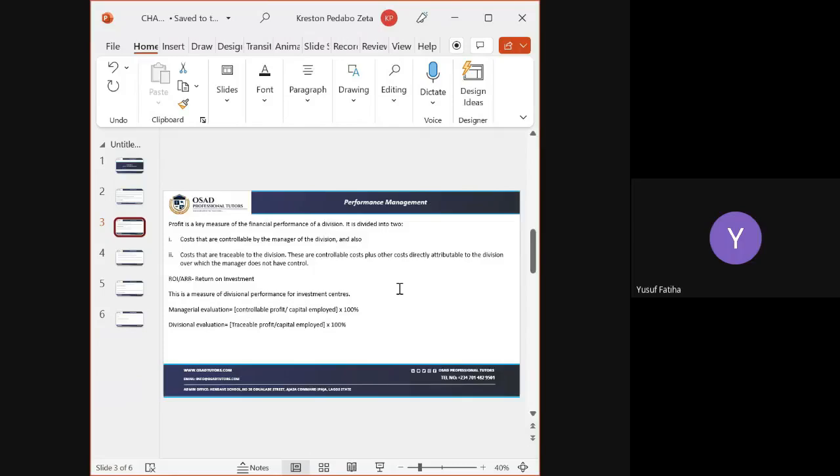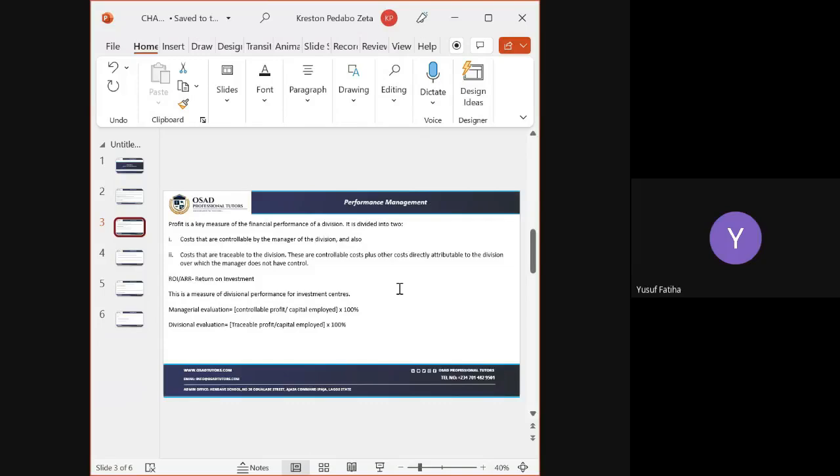Controllable profit is the profit derived from operations controlled by the manager. And I explained the other time that most of it refers to costs that are directly attributable to that department, costs that are controlled or that the manager has influence on. So the profit derived from this is known as the controllable profit, and we make use of it in evaluating how well a manager is performing by saying controllable profit divided by the capital employed multiplied by 100%.